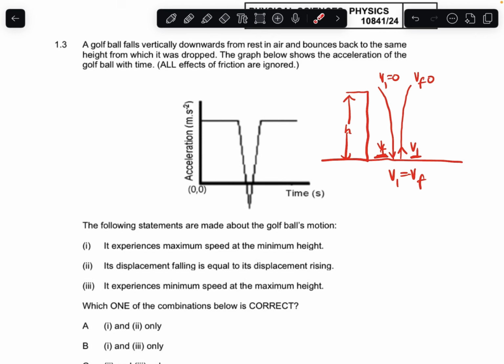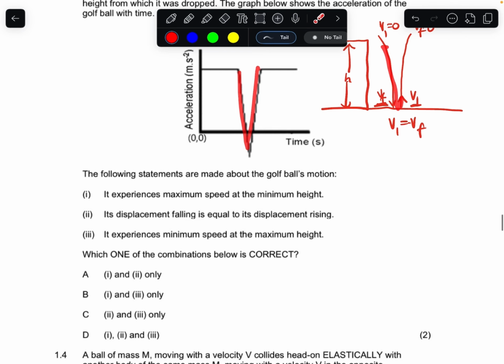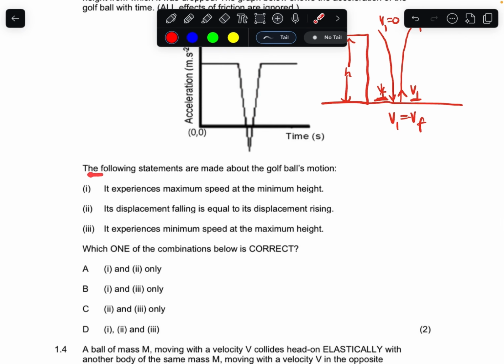This is the acceleration time graph. For this, the acceleration is constant, it's 9.8. But what is happening in this curve shows that there is a bounce, right? This is the bounce. Now it says the following statements are made about the golf ball's motion.